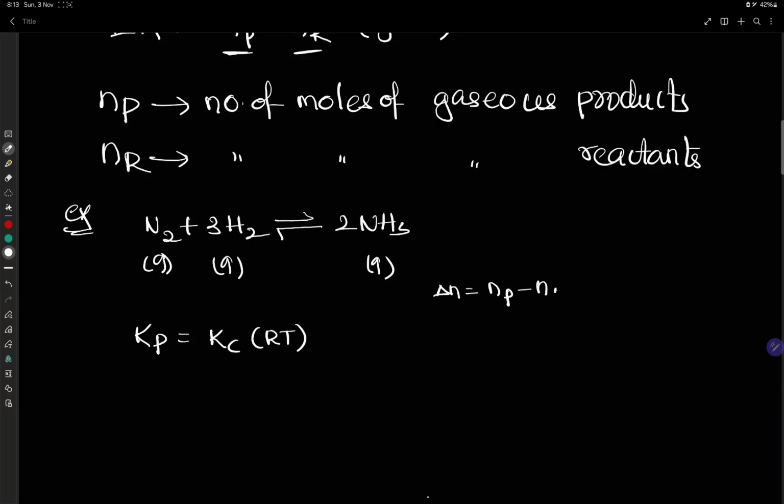What is delta N for this reaction? For any reaction, delta N is the number of moles of gaseous products minus number of moles of gaseous reactants. How many gaseous products here? Only 2. Gaseous reactants: 1 mole plus 3 moles, that is 4. So 2 minus 4 is equal to minus 2. Therefore Kp is equal to Kc into RT power minus 2.